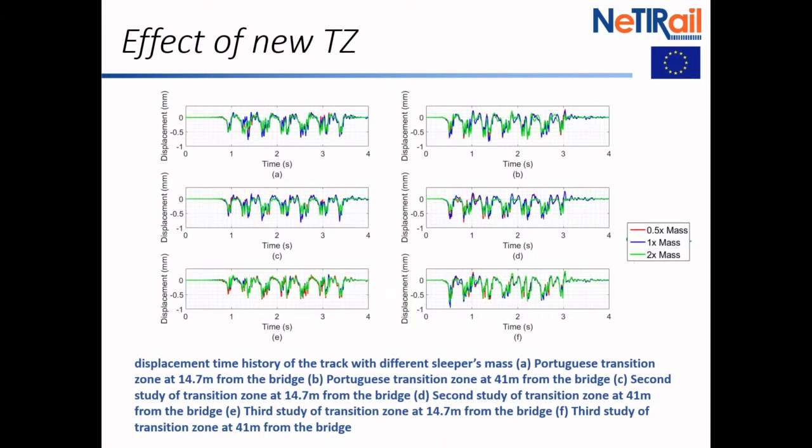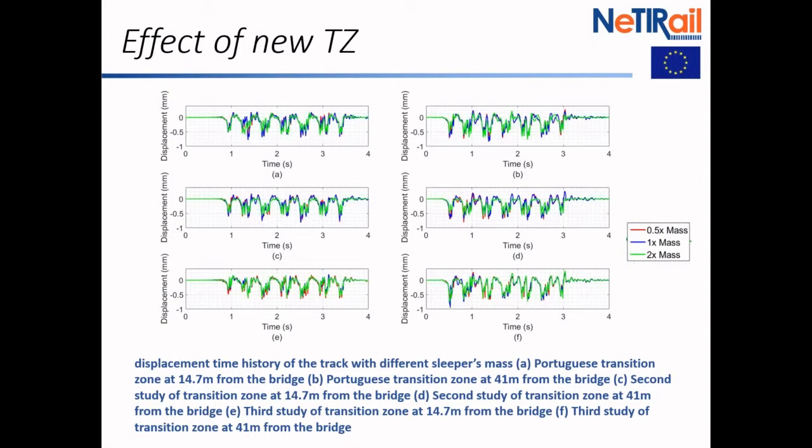Is there another way of doing it then? Can we achieve the same kind of thing without constructing a transition zone? Well, here's several attempts at doing so, and what we've done here is, on the left-hand side, it's again 14.7 metres back from the bridge abutment. On the right-hand side is 41 metres back from the bridge abutment.